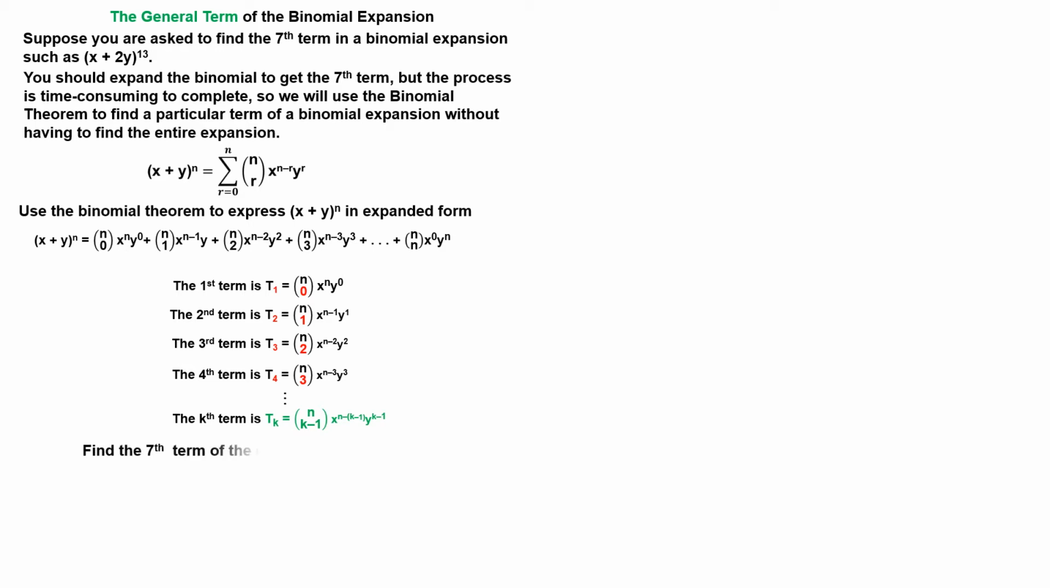Find the seventh term of the expansion. As we have to find the seventh term, we are going to need to use the general term formula to help us with this task. Replace n with 13, k with 7, x with a, and y with 3b.